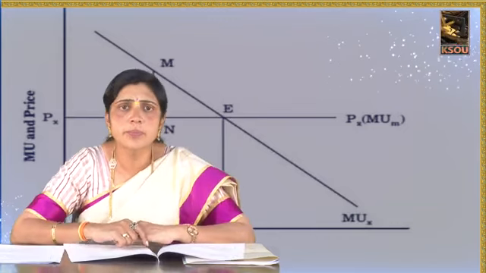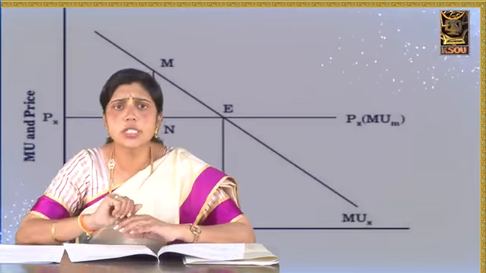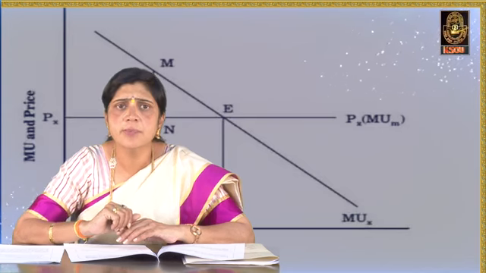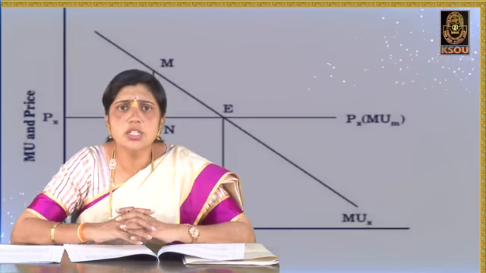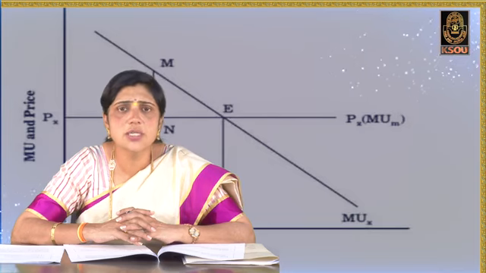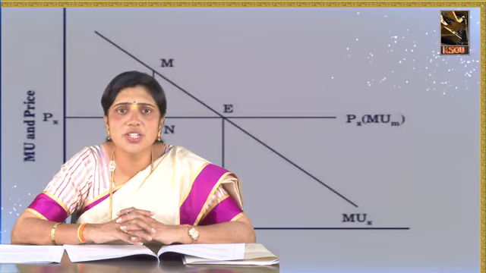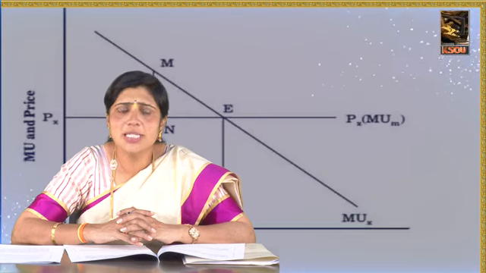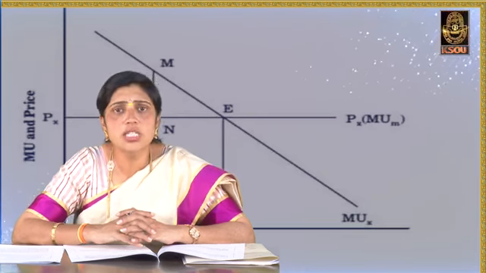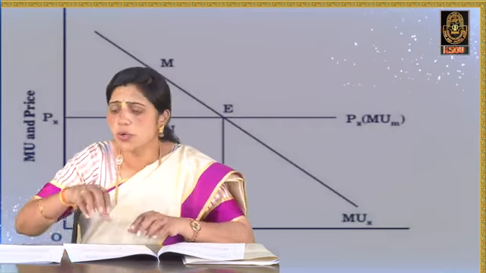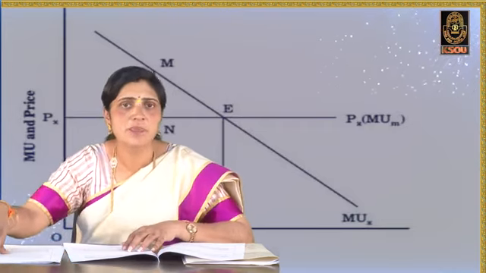Forms of utility. There are four forms of utility. Form utility is the utility which is added to the commodity just by changing the form or shape of the commodity. Place utility is the utility which is added to the commodity by transferring goods from one place to another place.